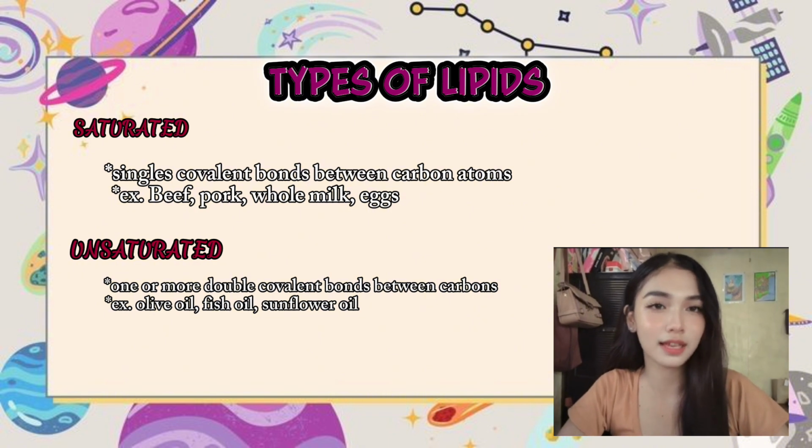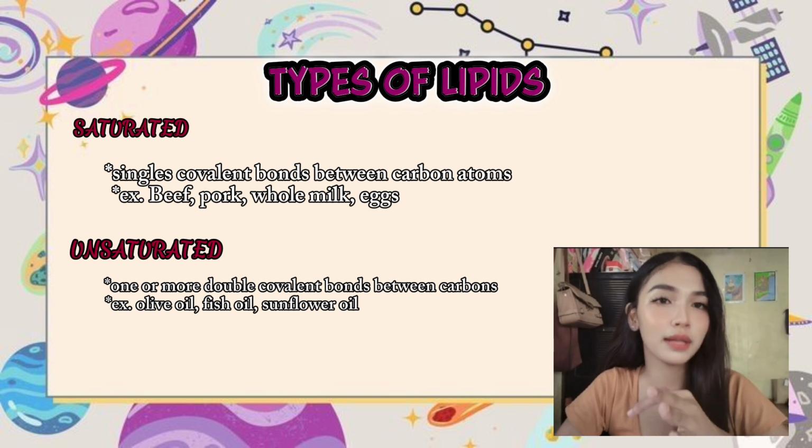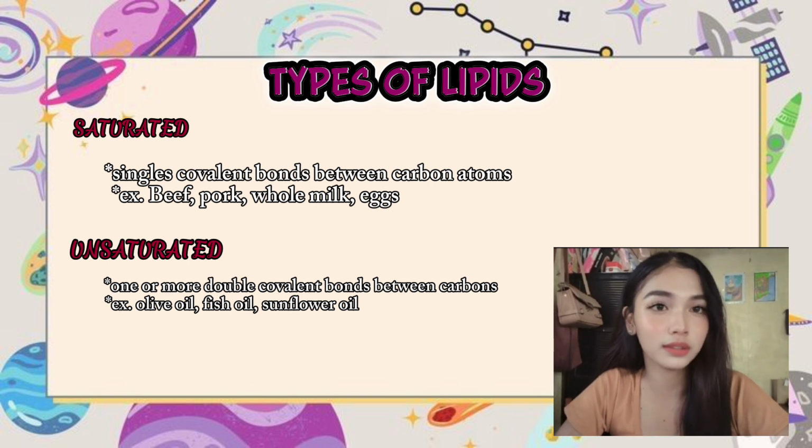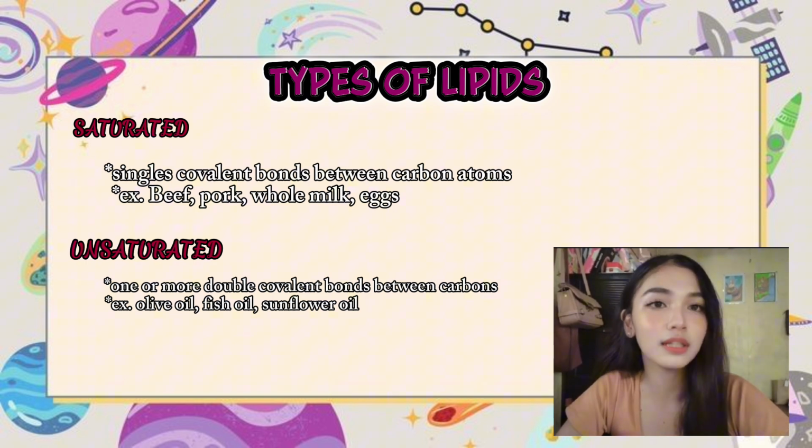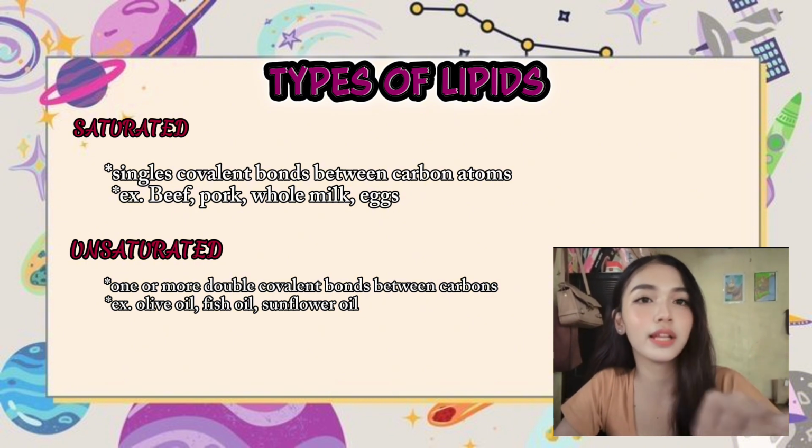The first one is the saturated. It has single covalent bonds between carbon atoms, for example, beef, pork, whole milk, and eggs. And then the second one is the unsaturated. It has one or more double covalent bonds between carbon atoms. For example, olive oil, fish oil, and sunflower oil.